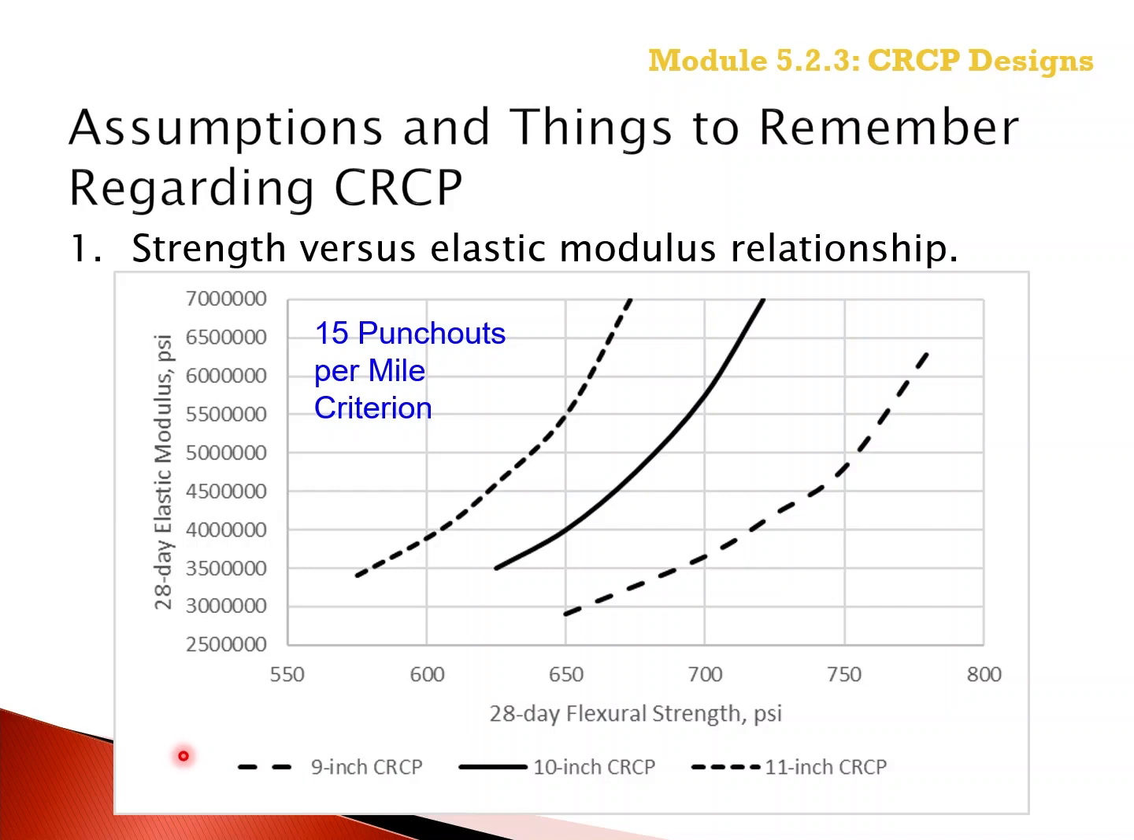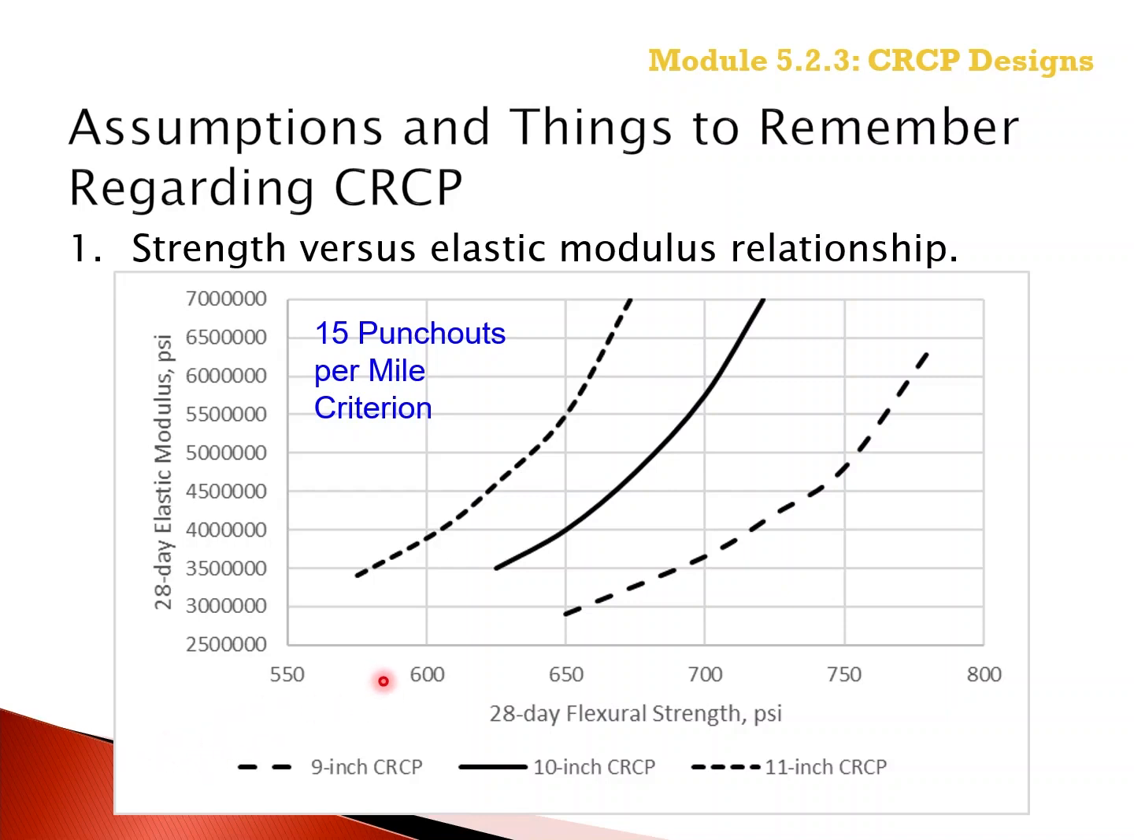The graph displayed in this slide illustrates that there are relationships between strength and elastic modulus for which the same number of punch-outs will be predicted throughout the design life of the CRCP. In other words, the amount of punch-outs predicted for the 9-inch, 10-inch, and 11-inch CRCP are, as shown in this case, all 15 punch-outs per mile for combinations of strength and elastic modulus displayed on the graph for the different PCC thicknesses.